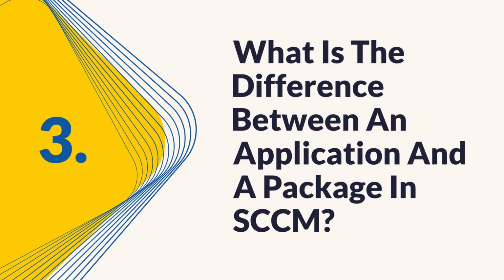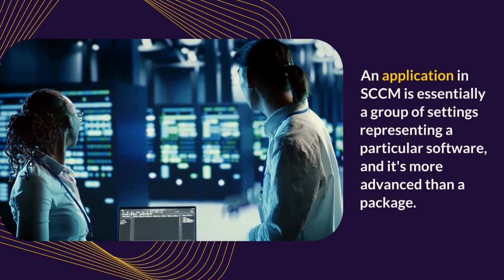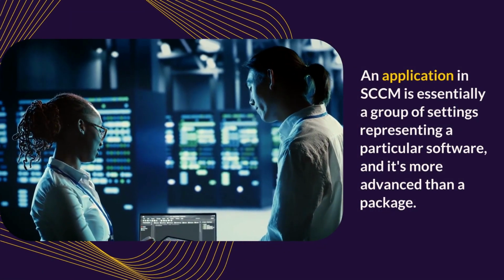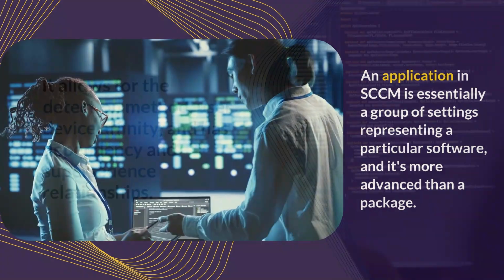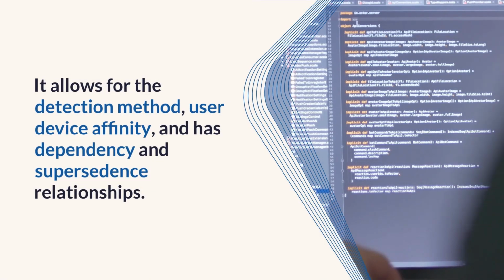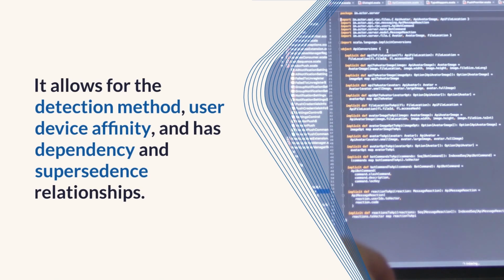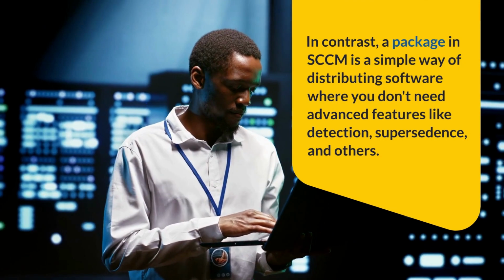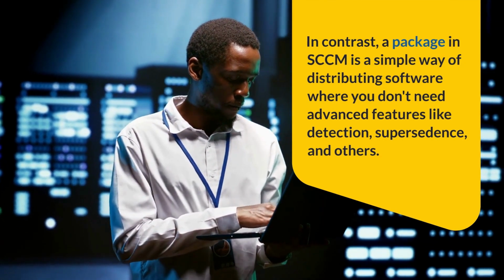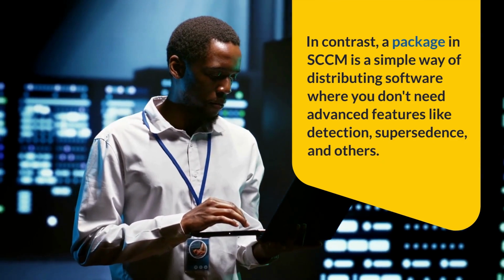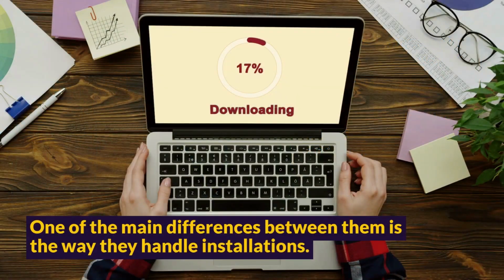3. What is the difference between an application and a package in SCCM? An application in SCCM is essentially a group of settings representing a particular software, and it's more advanced than a package. It allows for the detection method, user-device affinity, and has dependency and supersedence relationships. In contrast, a package in SCCM is a simple way of distributing software where you don't need advanced features like detection, supersedence, and others. One of the main differences between them is the way they handle installations.